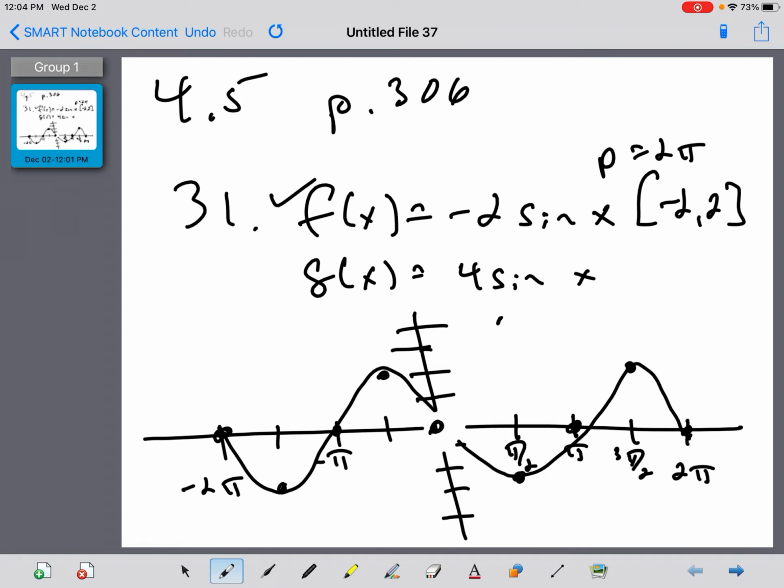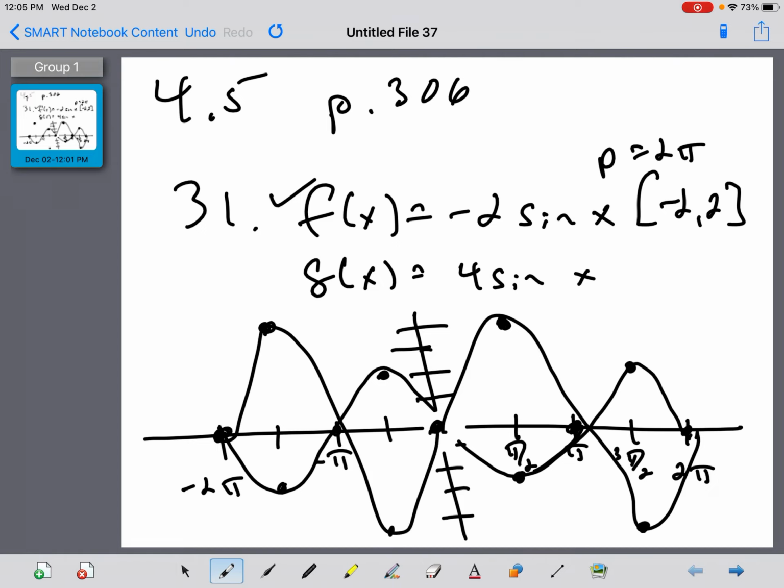All right, so 4 sine x starts out at 0. At pi over 2, it hits its peak of 4. At pi, it's at 0. At 3 pi over 2, it's down here at negative 4. So that one looks like that. So both of them are going to be the same. So this one looks like that. So we'll get both of those graphs for 31.